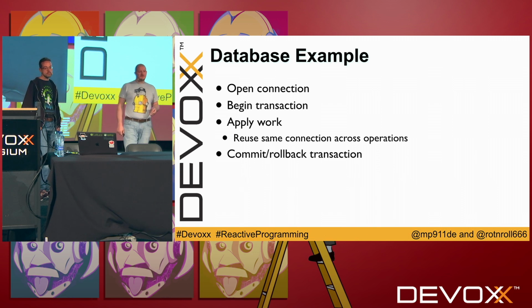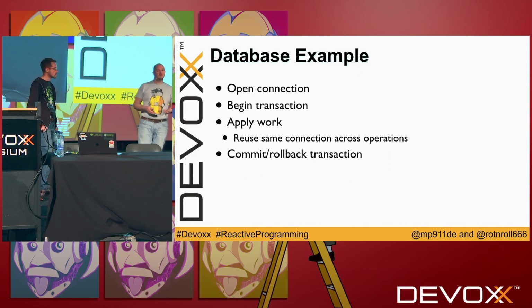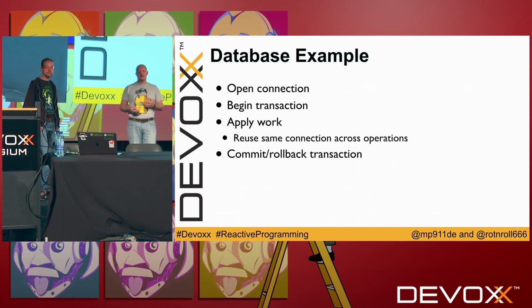And for a database, this is pretty straightforward. What we do there is opening a connection. When we're using Java, then we probably use also JDBC. We get a connection. We disable auto-commit mode, which translates sort of to beginning a transaction. Then we apply our work in the form of running SQL queries. Important bit here is if we run multiple of these queries, we have to reuse the very same connection, because the transactional state is bound to that connection.